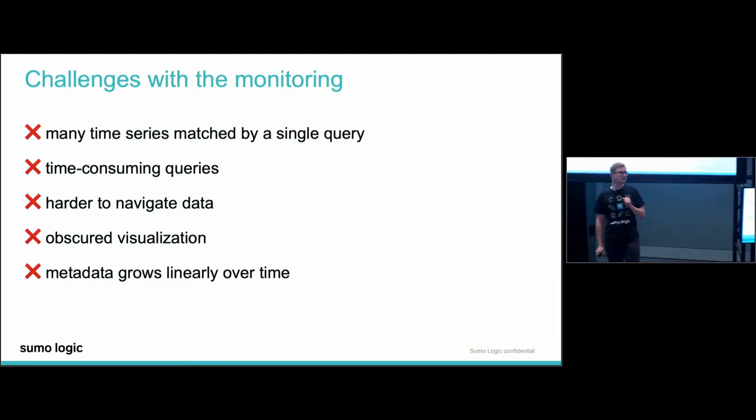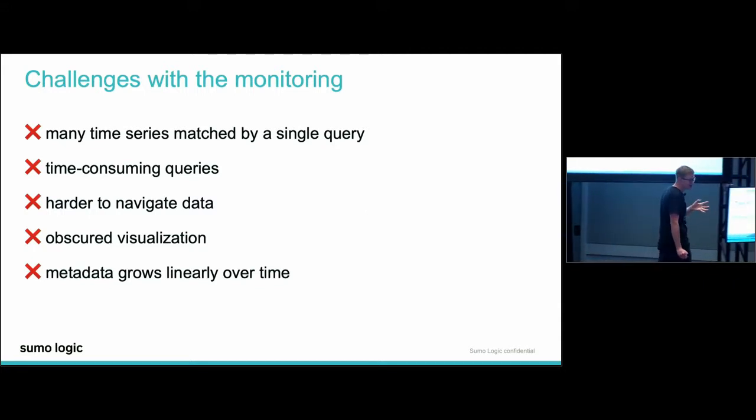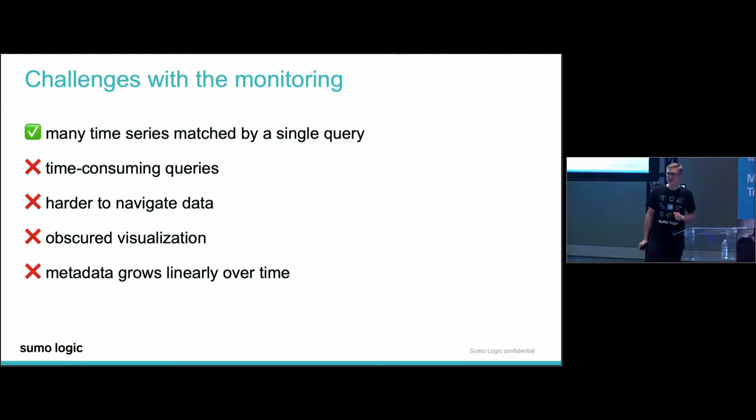So let me go back to the original slide with challenges with monitoring. Many time series matched by a single query is no longer the problem because we have these transformation rules and we have these aggregations, pre-aggregations on the ingest level. Time-consuming queries, the same. We pre-aggregate your data during the ingest so you don't waste your time on the query path. It's no longer too hard to navigate data.